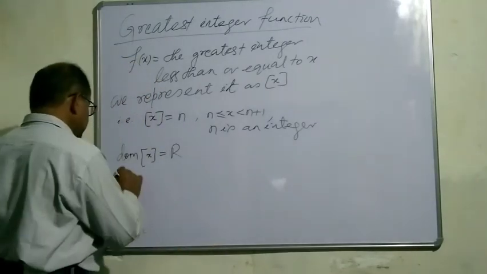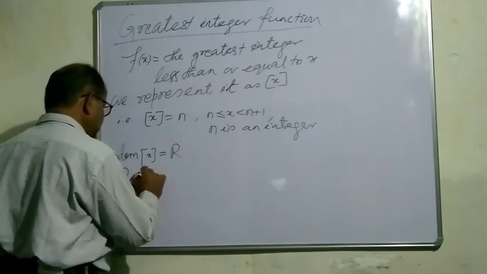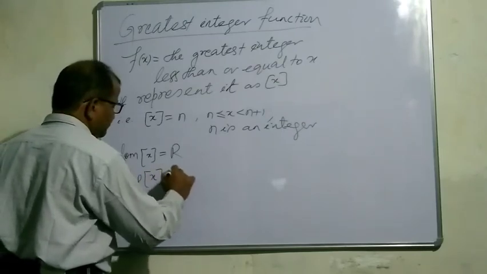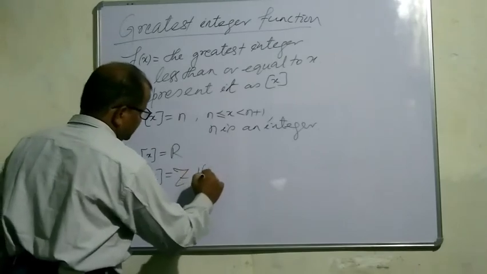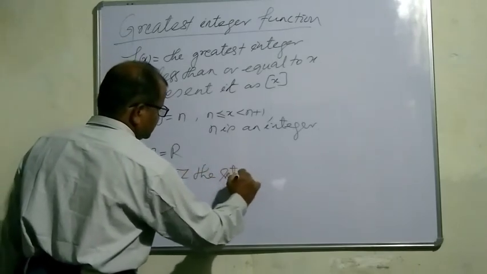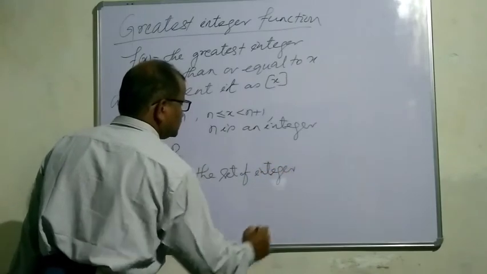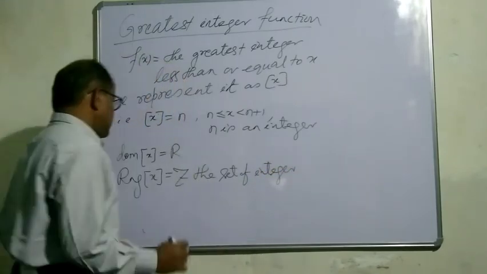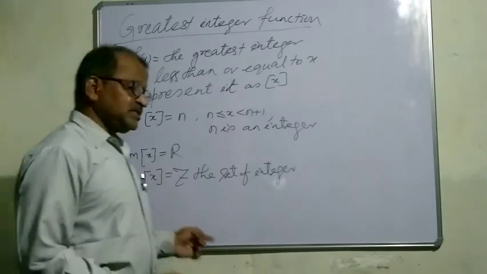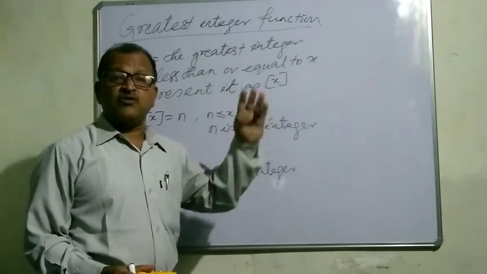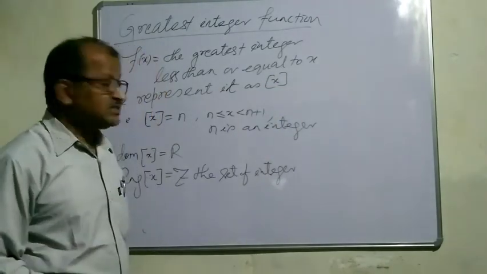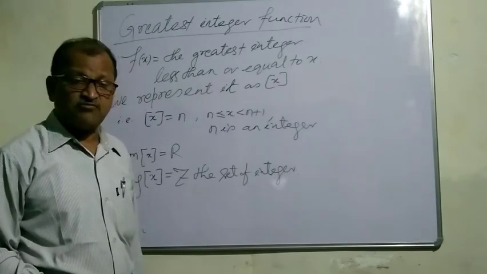And what is its range? Very interesting. Its range is the set of integers, because at the integral values of x, it jumps from one level to another level. Let us see its graph. What happened?